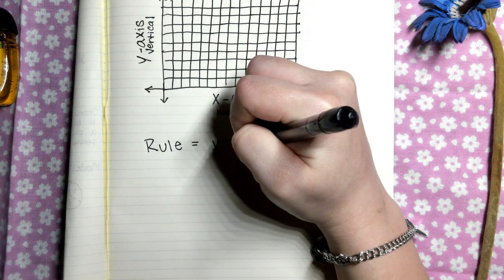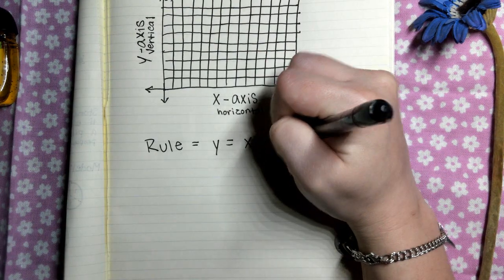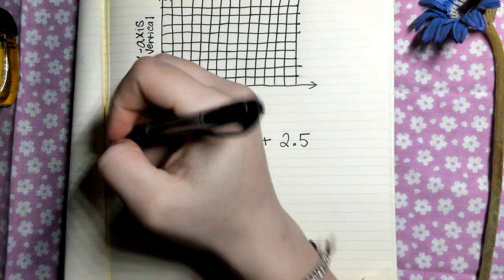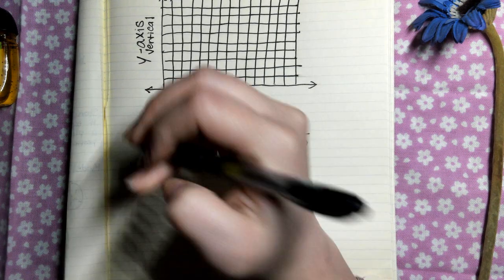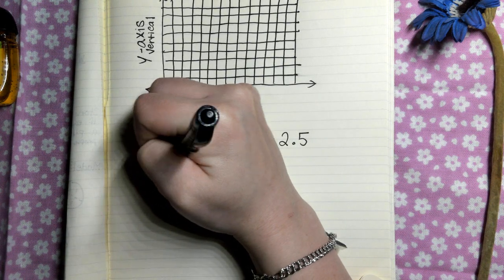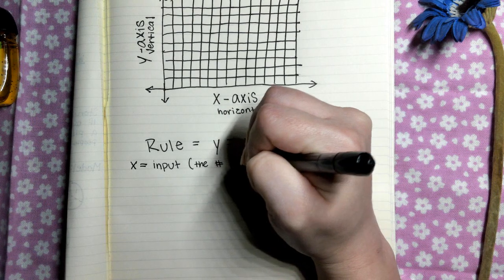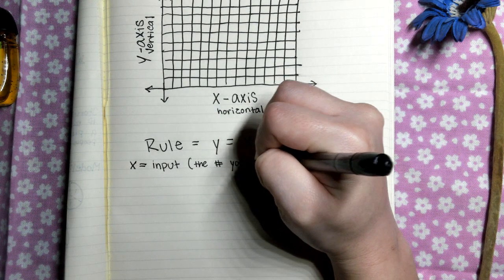y equals x plus 2.5. Of course we had to throw a decimal in there, right? Come on, it's 5th grade, y'all. All right. So let's make sure that we understand what x and what y are, because it's absolutely essential to understanding what we're doing here. So the x equals the input. The x equals the input. In other words, the number you start with.